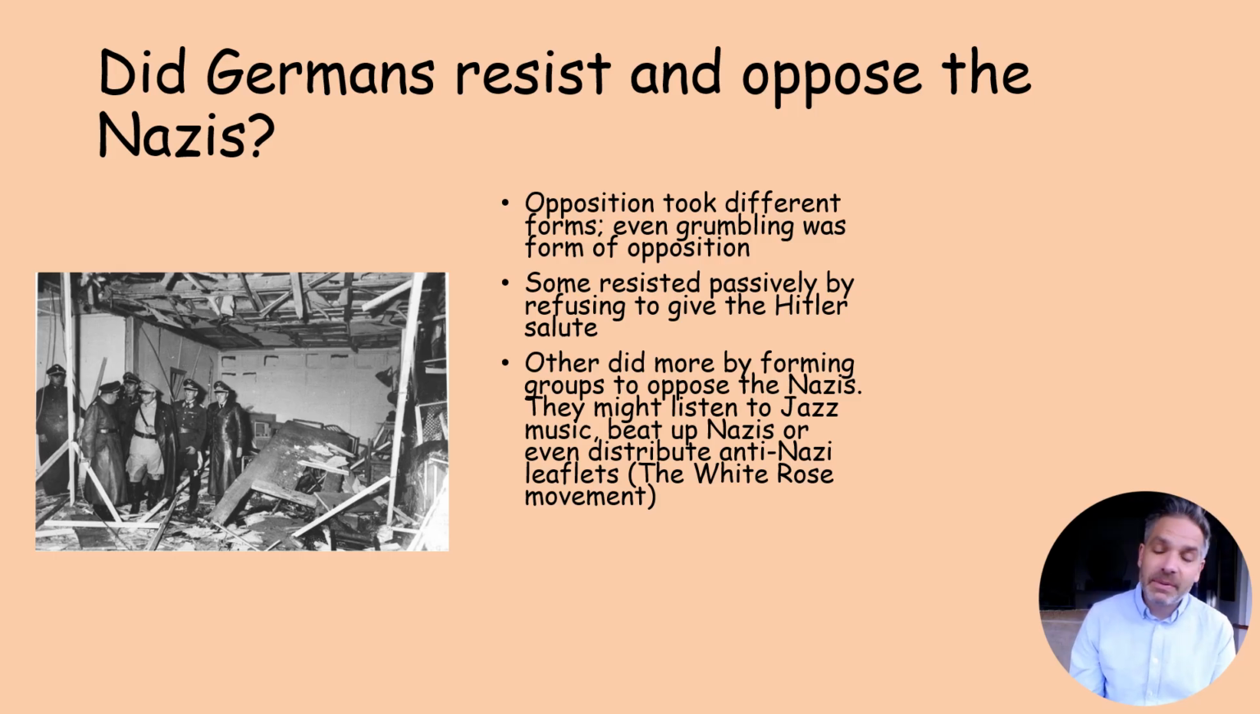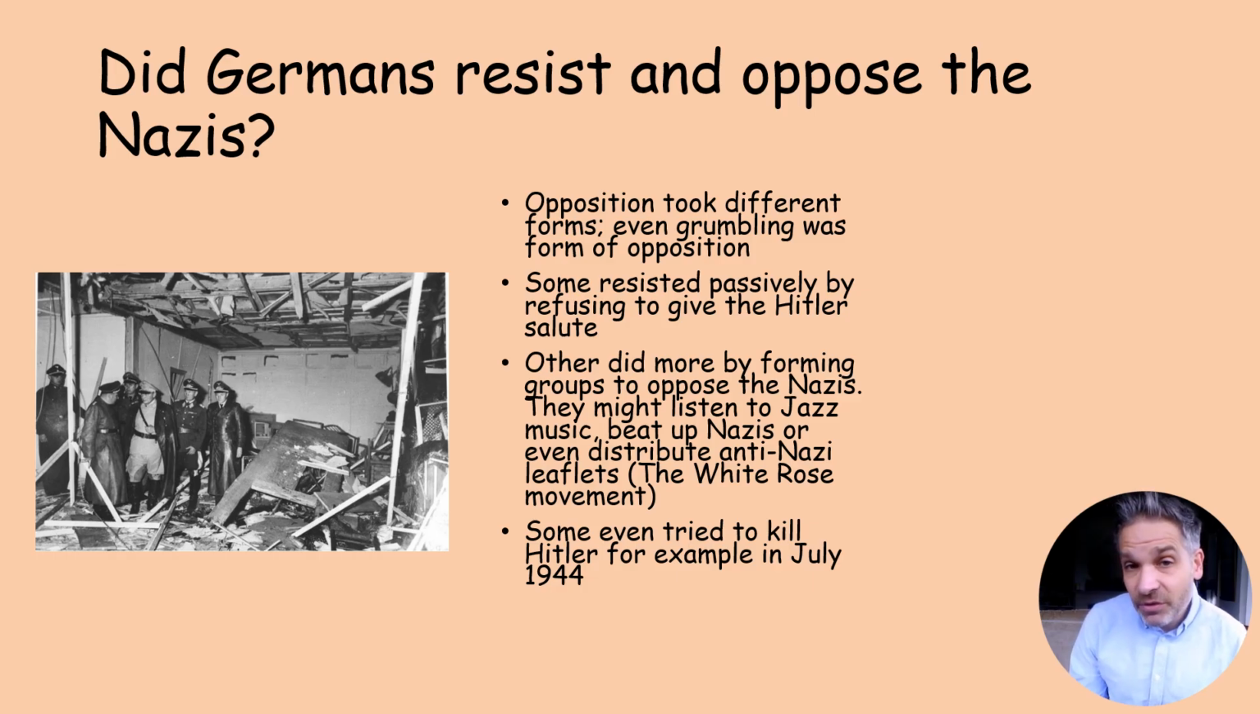So that might be something as apparently simple as listening to jazz music, or smoking and drinking, as young people might do, things that the Nazis didn't like, getting into fights with members of the SS. Others did more. So very famously, the White Rose movement, established in Munich by a brother and sister, Hans and Sophie Scholl, they wrote leaflets and distributed them criticising the Nazi regime, and for that they were arrested and executed. There were even attempts on Hitler's life, most famously in July 1944, when a group of soldiers attempted to assassinate Hitler, and they failed on that occasion.